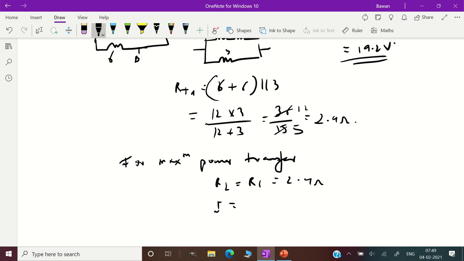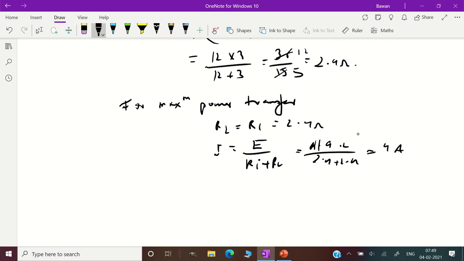I is nothing but E divided by RTH plus RL, which is 19.2 divided by 2.4 plus 2.4, and that should give you approximately 4 amperes.